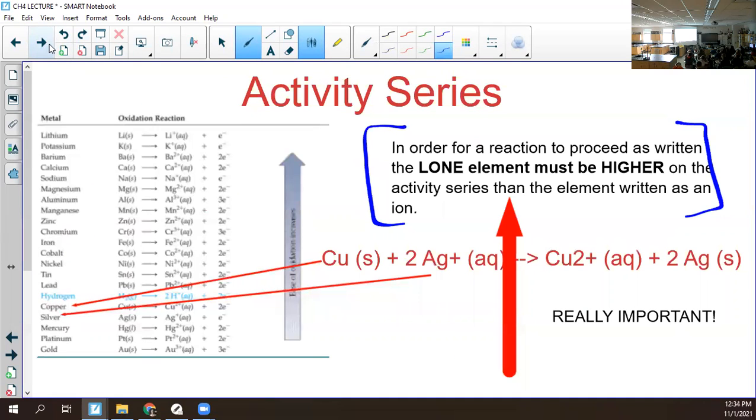All right, this statement and this chart, which you don't need to write down, will be given to you on the test, but you have to know this. In order for a reaction to proceed as written, and this is specific to a redox or displacement reaction, you can use the activity series. The lone element, that's the single element on the left, must be higher on the activity series than the element written as an ion.